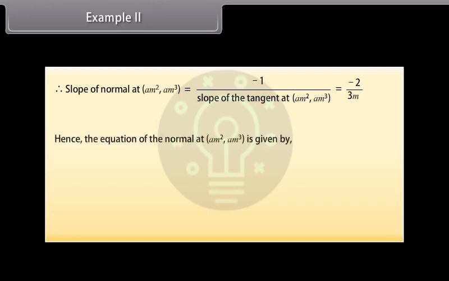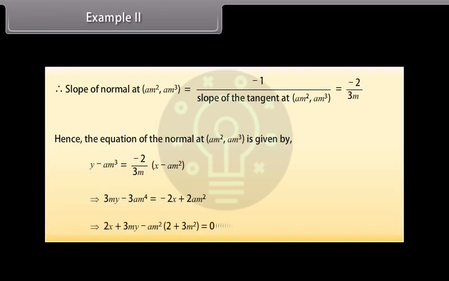Hence, the equation of the normal at (am², am³) is given by y minus am³ is equal to minus 2/3m into (x minus am²). It implies that 3my minus 3am⁴ is equal to minus 2x plus 2am². It implies that 2x plus 3my minus am²(2 plus 3m²) is equal to 0.